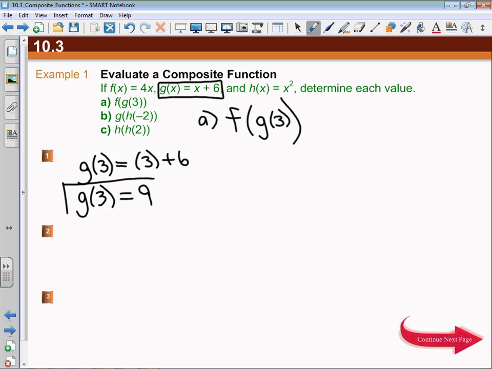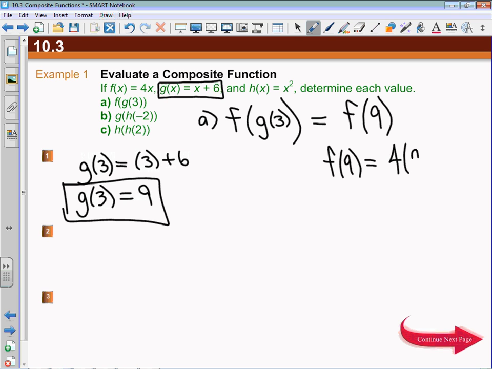Now, this is an important statement. It means that the expression g of 3 can be replaced by the value 9, which we are going to exploit, to say that f of g of 3 is really function f evaluated at 9, because that's what g of 3 is. And function f evaluated at 9, function f is 4 times x. So function f evaluated at 9 is going to be 4 times 9, or 36. Now, we have gone a little bit down the rabbit hole and talked about a lot of equalities, but what we can summarize is function f evaluated at function g evaluated at 3 is equal to the number 36.